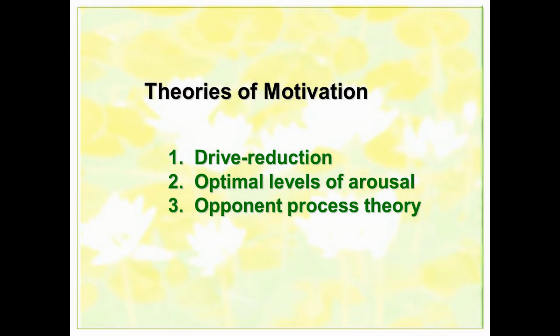Optimal levels of arousal theory can be criticized because it's based on circular reasoning, not unlike drive reduction theory. With optimal levels of arousal theory, if you think about it, you observe a behavior, someone asks you, why is that person doing that? You say, in order to maintain an optimal level of arousal. But how do you know that's an optimal level of arousal? And you can only answer because that's what that person is doing.